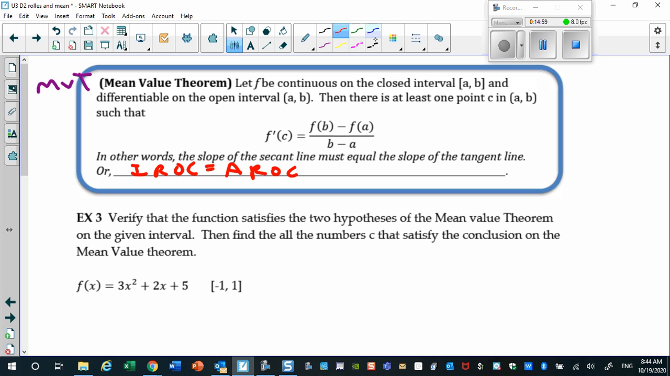Slope of the secant line, because notice that this is the slope of the secant line. This is the slope of the tangent line. So you have a point in which the slope of the secant line equals the slope of the tangent line. So a picture.